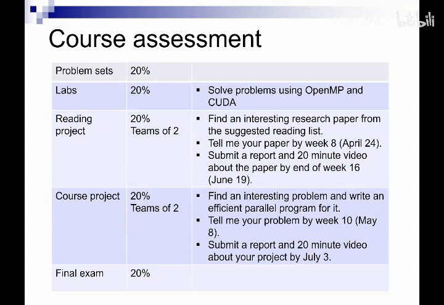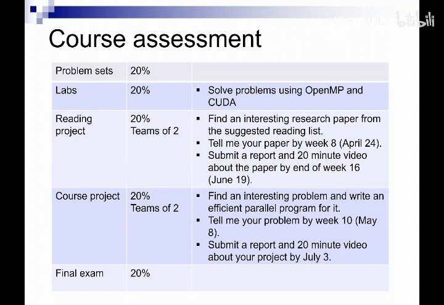For this project, you need to write a program to solve your problem, and then also write a report about how your program works, its performance, and other aspects of this project. And again, you should make a short video about your project. This needs to be submitted by the very end of the course, after the final exams are over, which is by July 3rd.